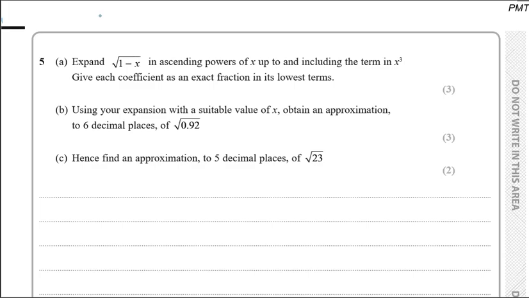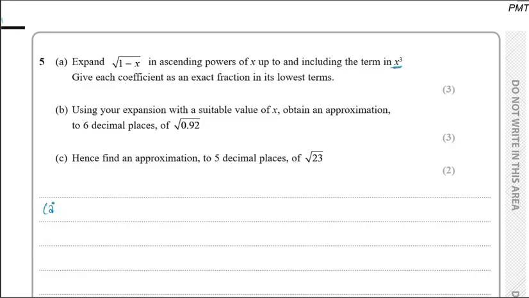Hi, this is question number 5 of June 2020 paper 1R. So the question begins by saying, expand root over 1 minus x in ascending powers of x up to and including the term in x to the power 3. Give each coefficient as an exact fraction in its lowest term.